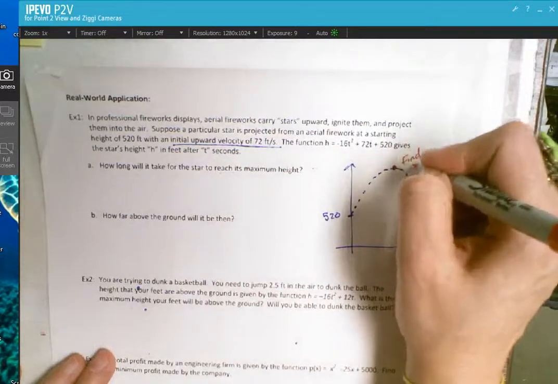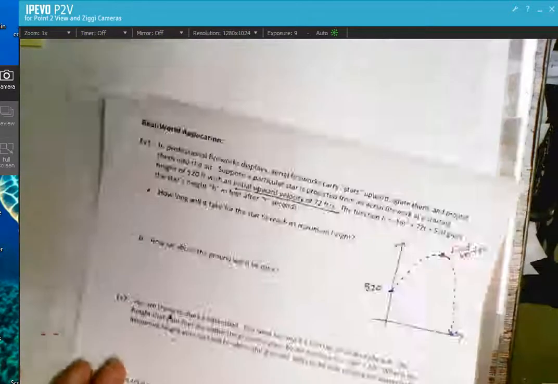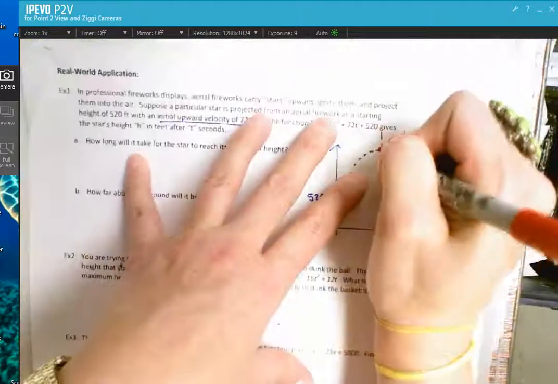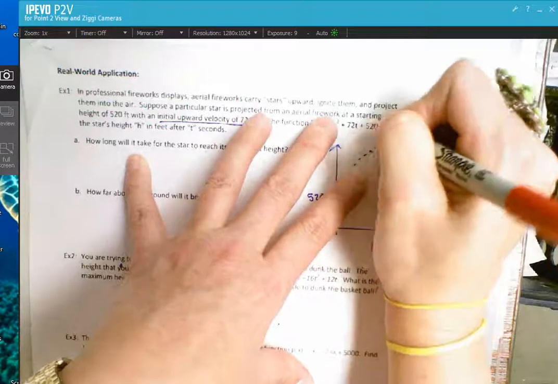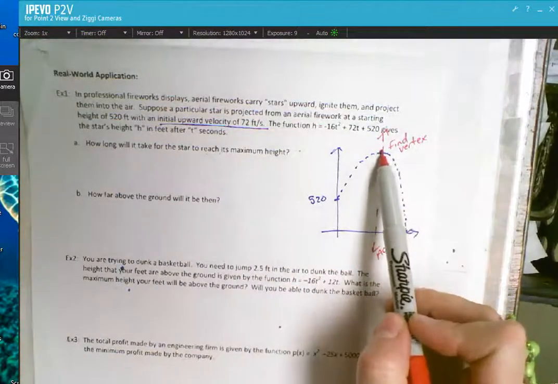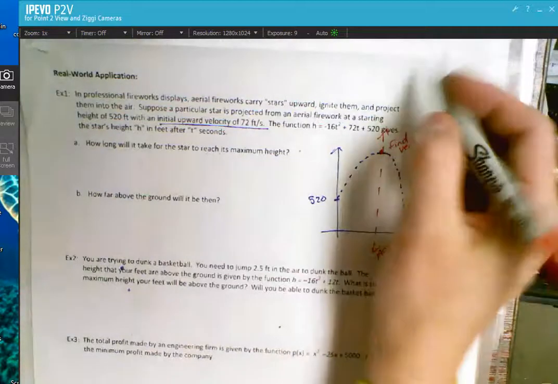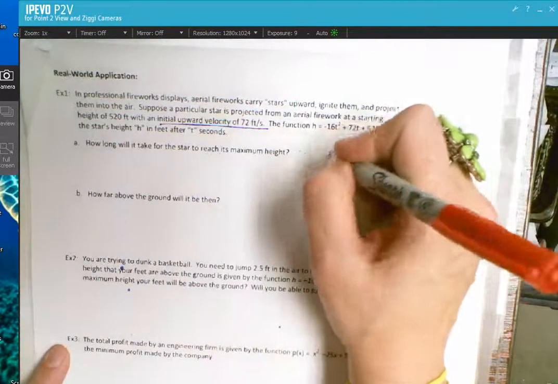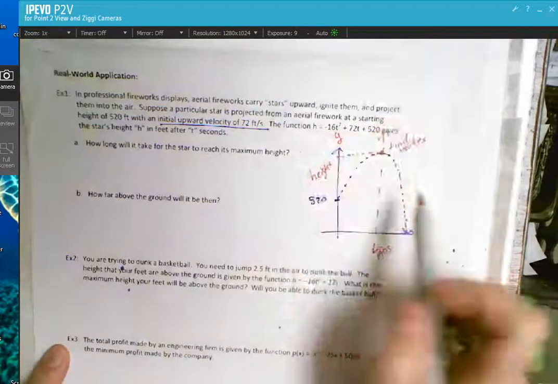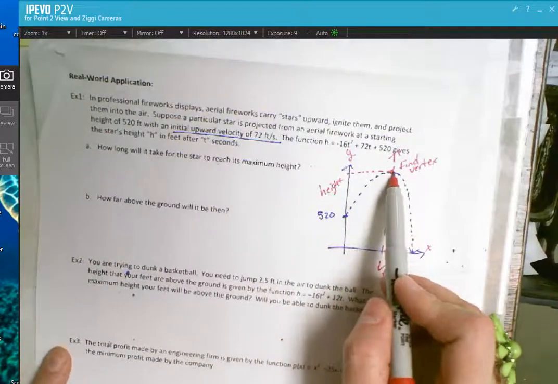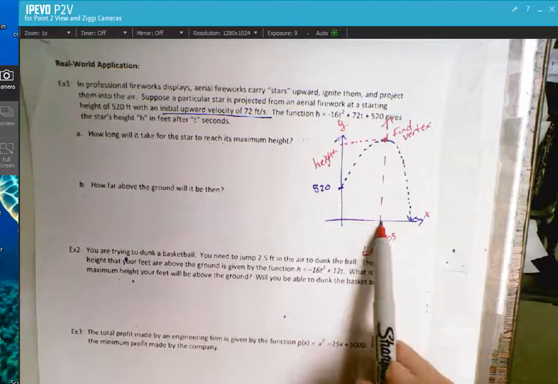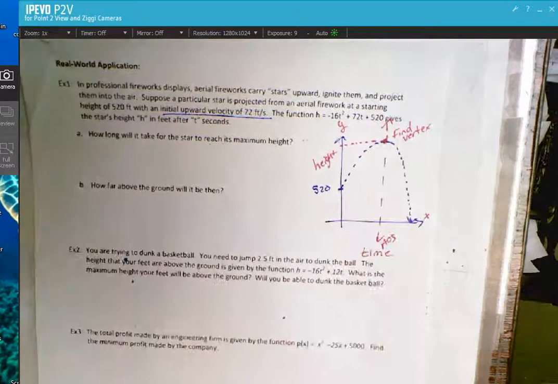So I want to find the vertex to figure out how high that firework went. Well, the vertex lives on the axis of symmetry. So I need to find my axis of symmetry in order to find out what the vertex is. And for height, I want specifically the y value, because this is my y-axis, this is my x, and this is height. So I need the y value to tell me how high, and the x value is time, and how much time it took me to get to my maximum height.